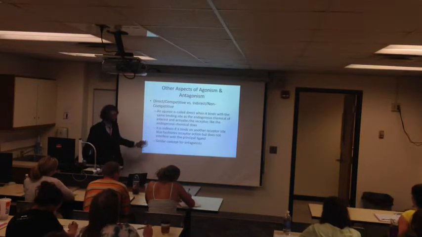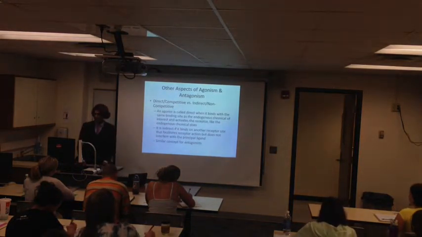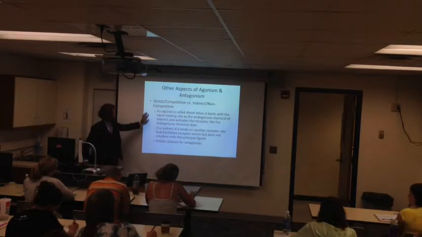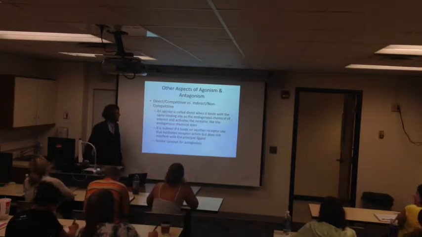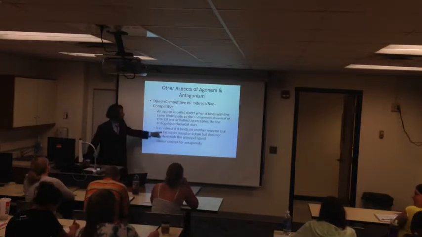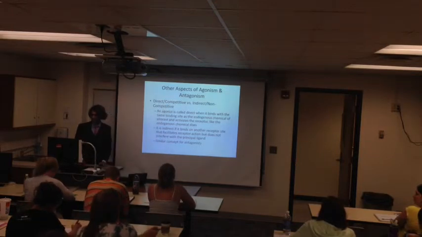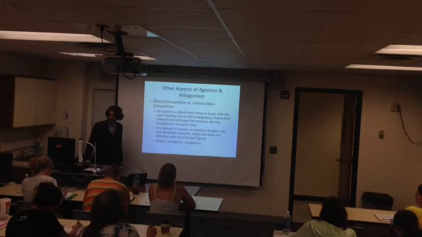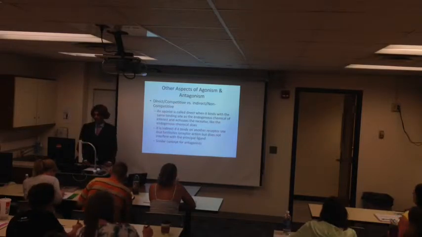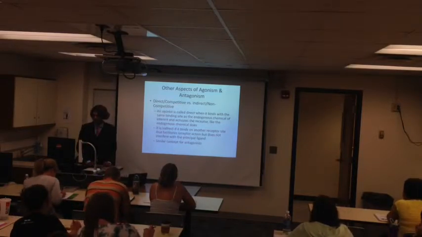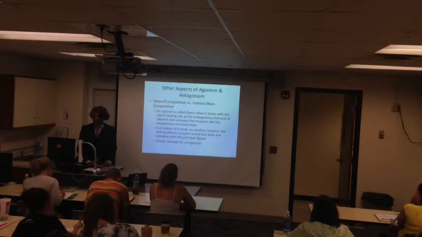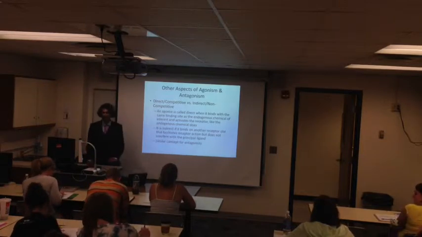I want to mention some other concepts related to this. Again, there's direct and indirect antagonism or agonism. People also use the terms competitive and non-competitive, and these are important ideas. So an agonist is called direct when it binds with the same binding site as the endogenous chemical of interest and activates the receptor like the endogenous chemical does, right?